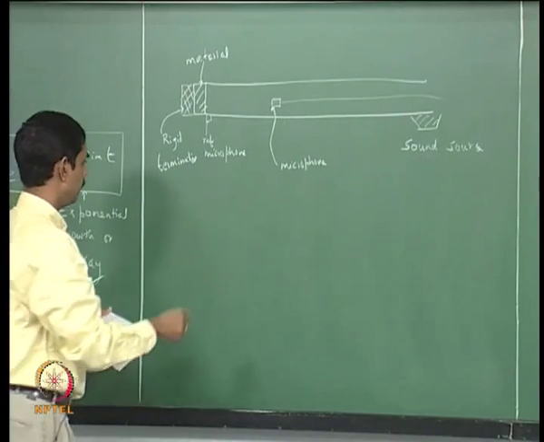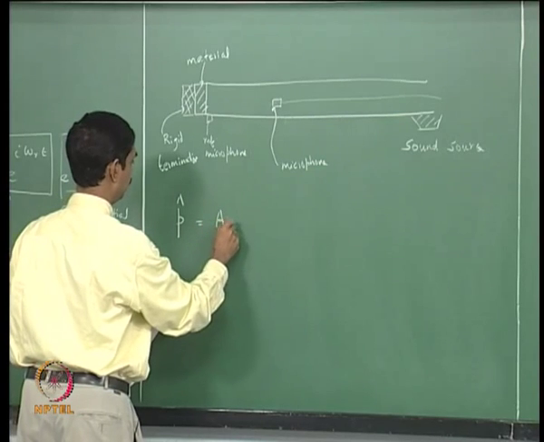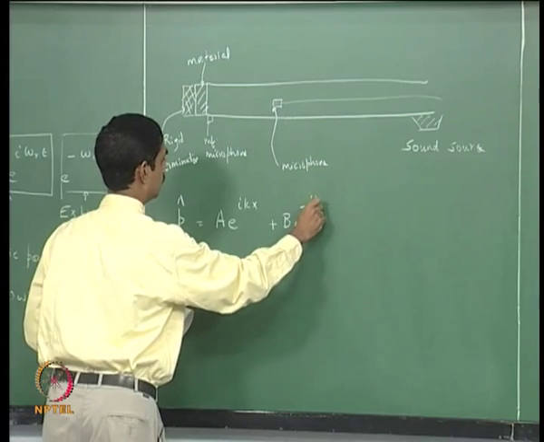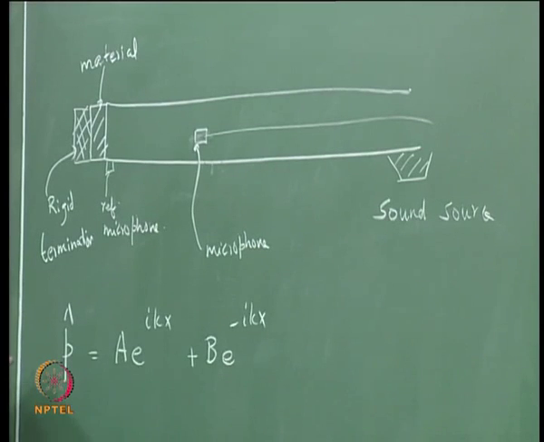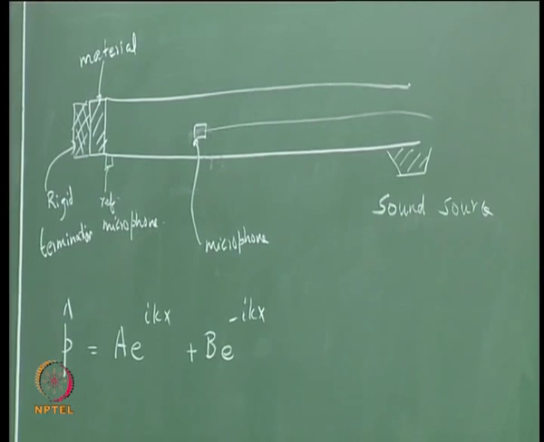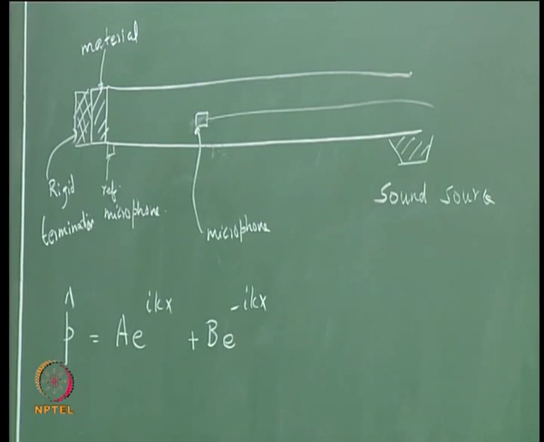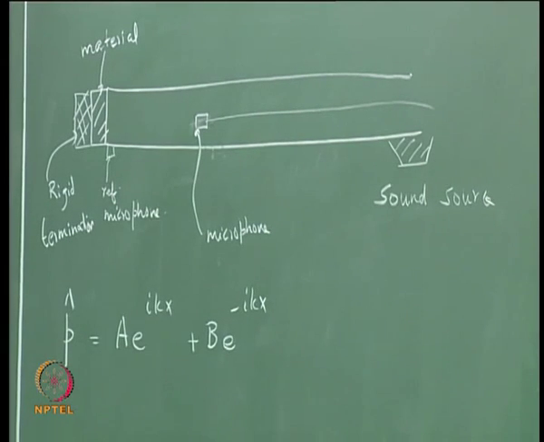So we will start with our equations. The usual equation: p hat equal to A e power i k x plus B e power minus i k x. I will work out this problem in the harmonic or frequency domain. That means it is implied that p prime equals p hat e power i omega t, and then you take the real part and so on. But we will just deal with the complex amplitude, and in the end if you want the instantaneous pressure, we multiply by e power i omega t and take the real part. Is that clear?